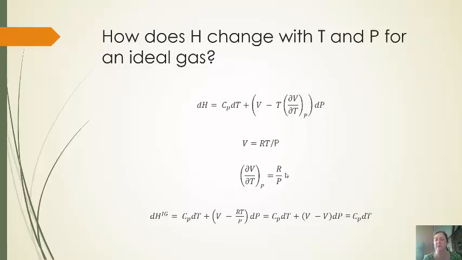So I have R over P times T, and the derivative of that with respect to T is just the constant R over P. So if I plug that in, I end up with C sub P dT plus V minus R over P times T, okay? But R T over P, I just said that was the ideal gas law, that's V. So I've said V minus V. That is 0, and so for an ideal gas, dH is Cp dT, which is a result that we have been using quite successfully for some time now.